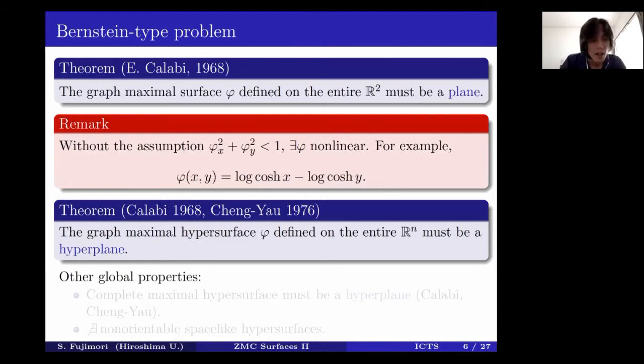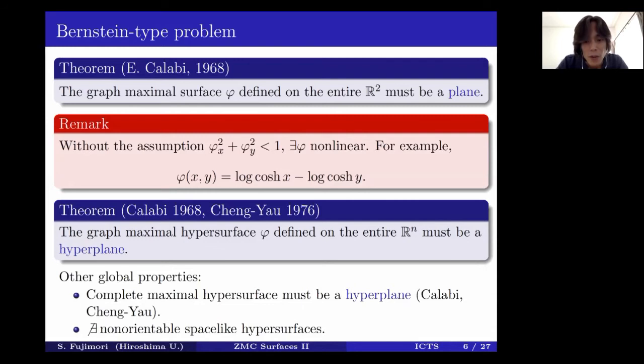Okay, and the other global properties, let me explain. A complete maximal hypersurface must be a hyperplane, which is proved by Calabi or Cheng-Yau, in contrast to the minimal surface case. So a complete maximal surface must be a hyperplane. Also, there does not exist a non-orientable space-like hypersurface.